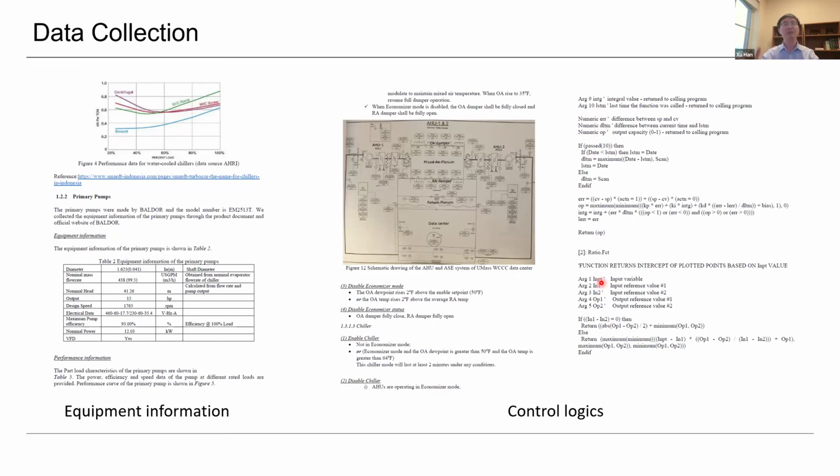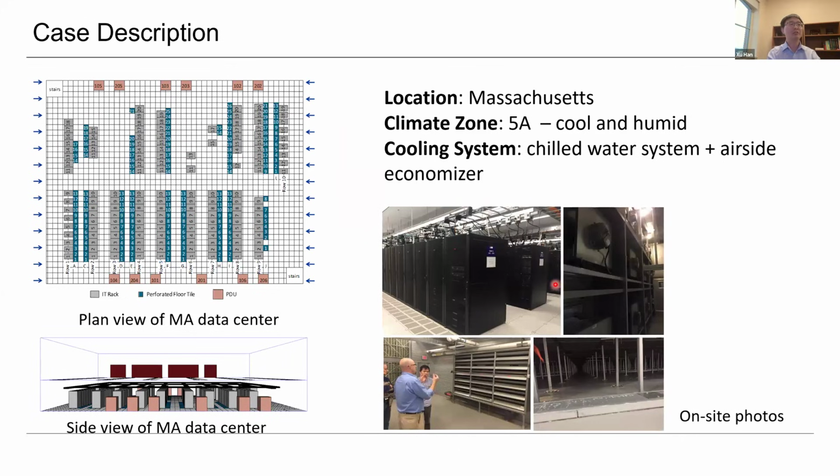And of course, we didn't read them one by one, one line by one line, but we basically researched the keyword. For example, the air handling unit or the chiller or the supply water temperature. We search the keyword and then we can locate the source code for all of these control logics. And so this is a data center we were working on.